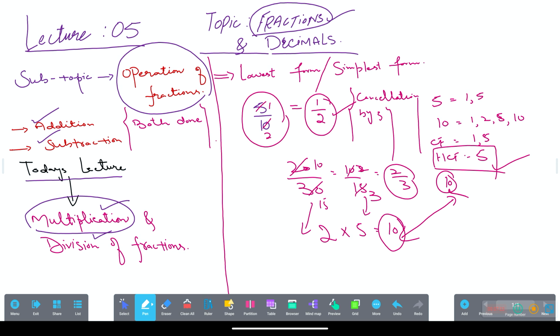I will go to the next slide. Suppose I am having 2 by 9. Now this is also a fractional number, but it is already in lowest form. Why? Because we can't do further cancellation. They don't have a common factor other than 1. When you check the factors of 2, it is 1, 2. When you check the factors of 9, it is 1, 3, 9. So what is the common factor? Common factor is only 1. Whenever the numerator and denominator have common factor 1 only, they are said to be in the lowest form.